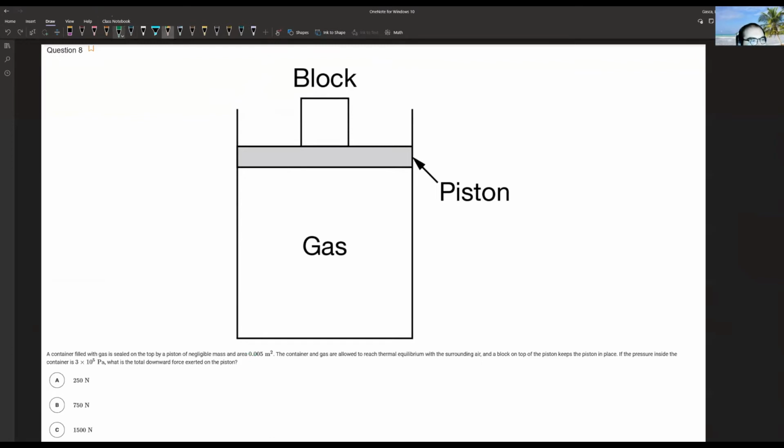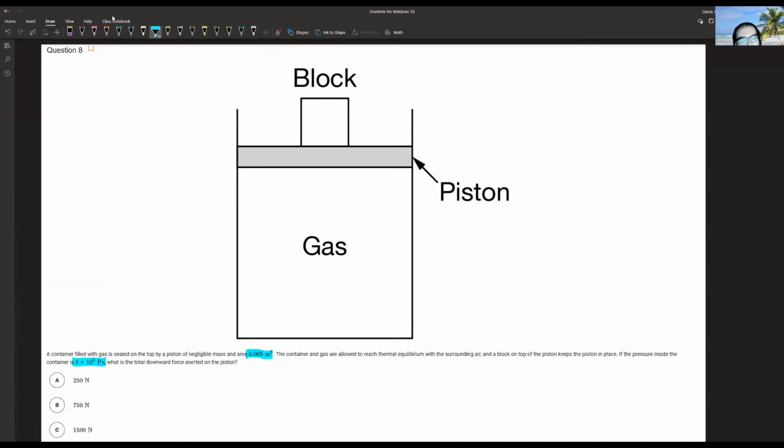5,000ths of a meter squared, 0.005 meters squared. The container and gas are allowed to reach thermal equilibrium with the surrounding air, and the block on top of the piston keeps the piston in place. If the pressure inside the container is 300,000 pascals, what is the total downward force exerted on the piston?